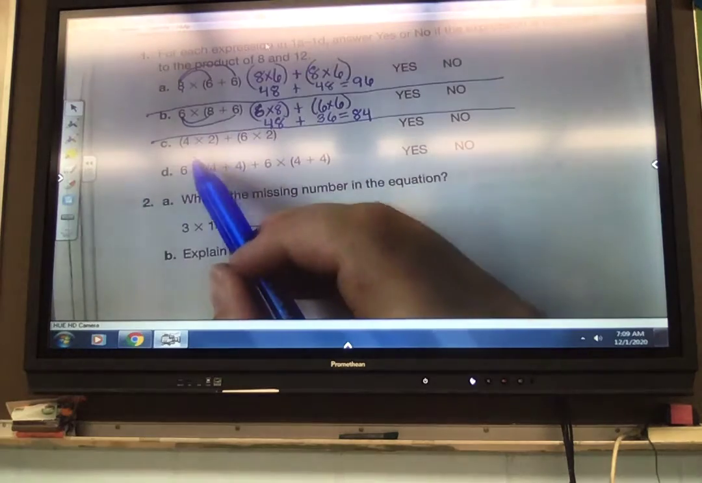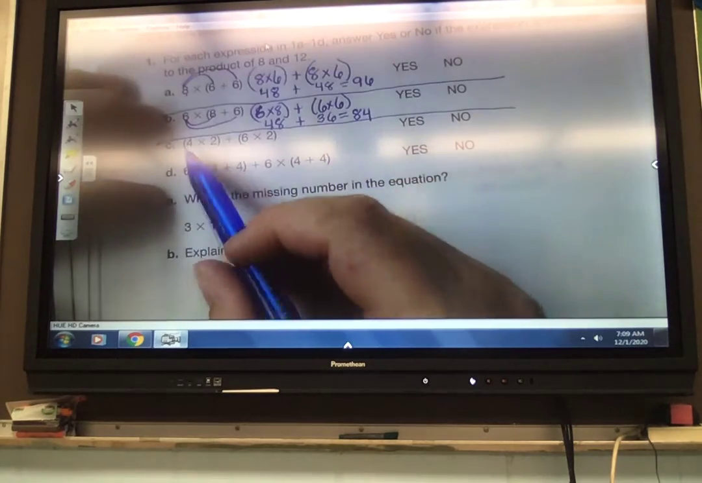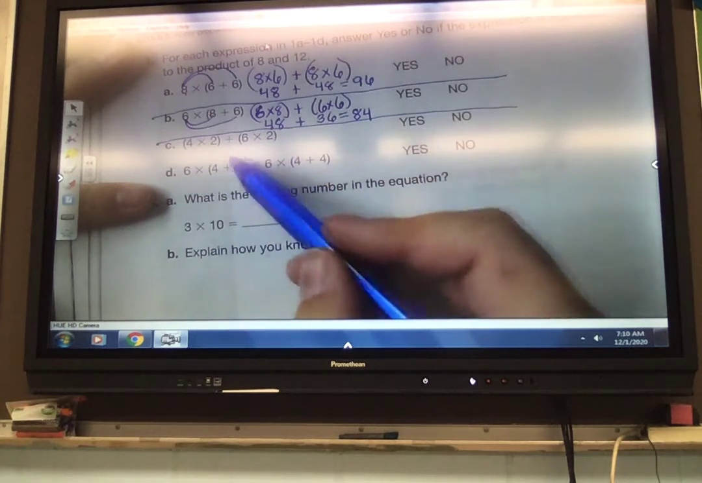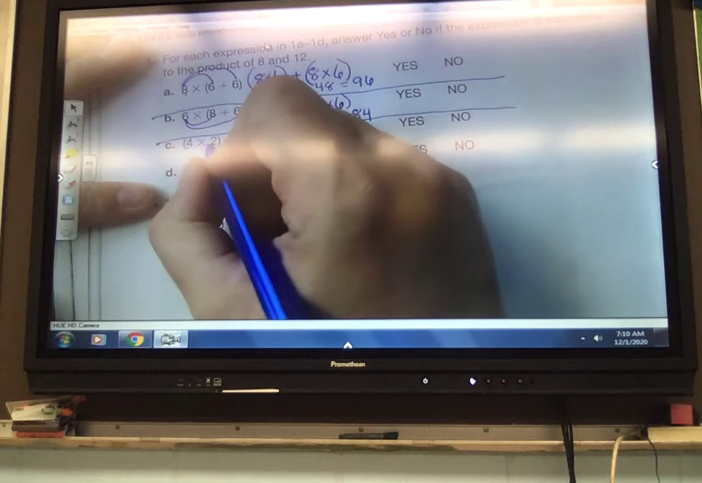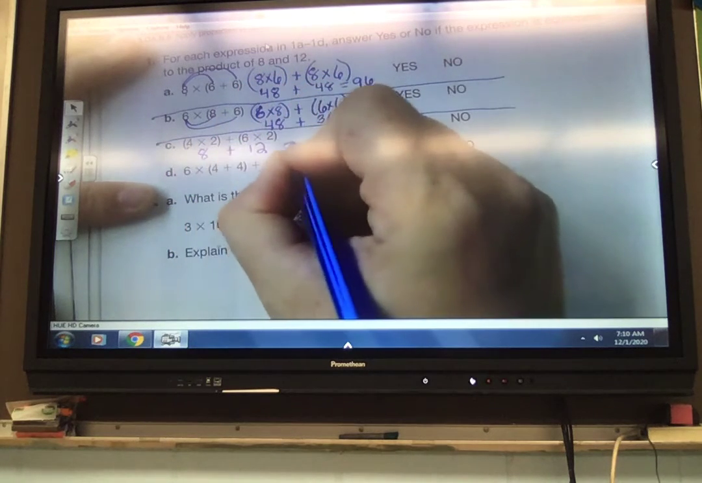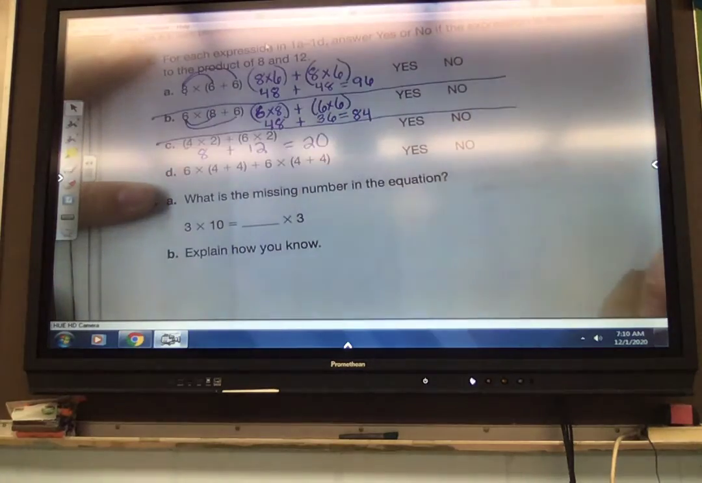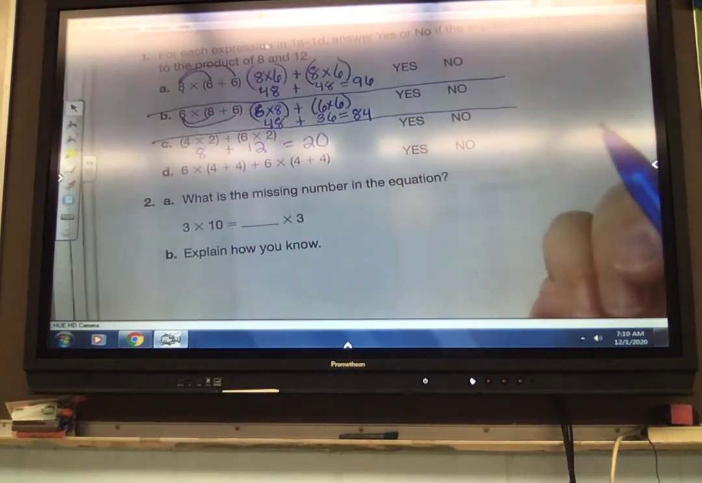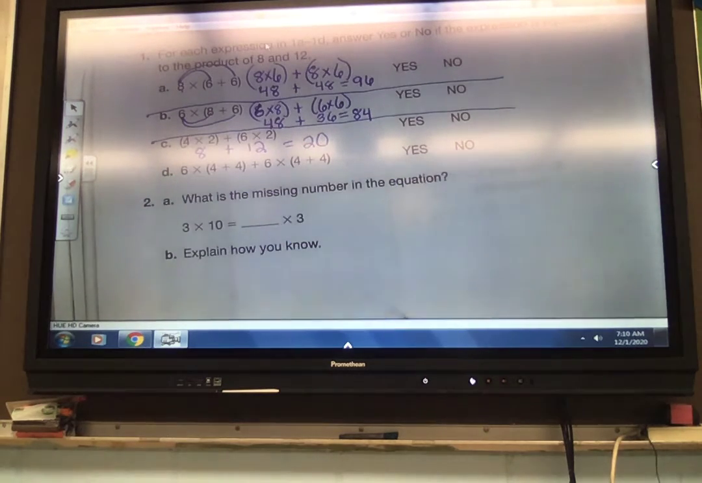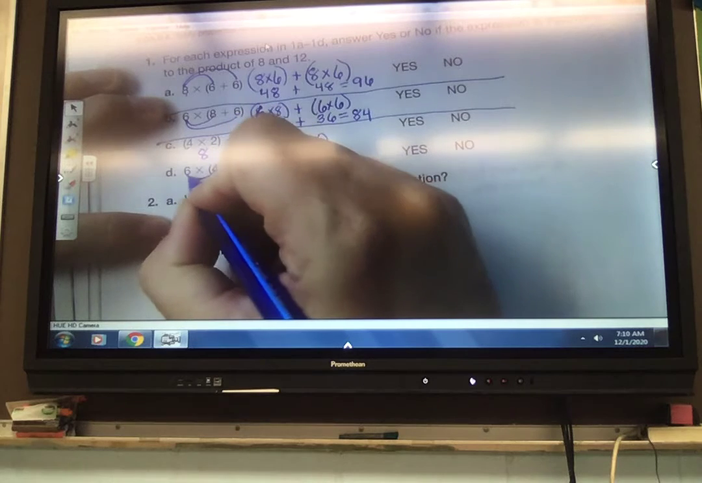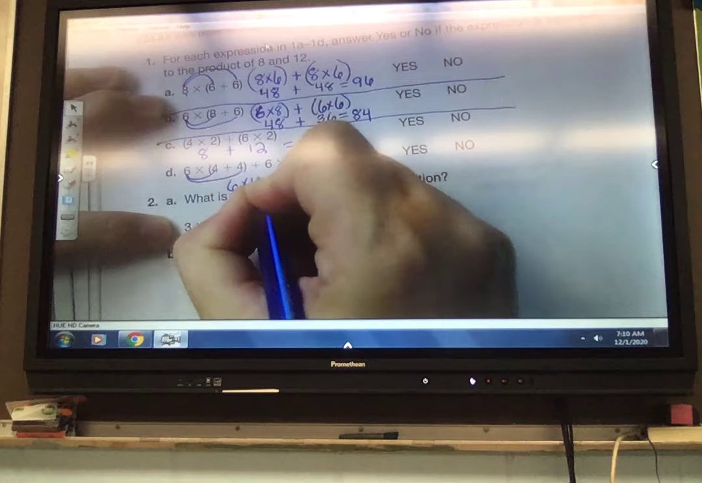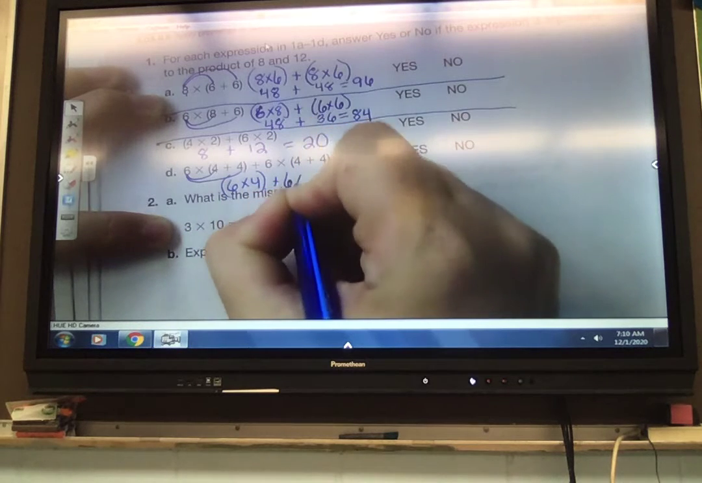All right, so here we go on this one. This one they've already distributed on C for you, so all you have to do is work your multiplication. 4 times 2 is 8, plus 6 times 2 is 12, add 8 plus 12, which equals 20. On this one, oh boy, this is a double distributive property problem. So this is what this was going to look like. You've got to give the 6 to both of these 4's. So 6 times 4 plus 6 times 4.